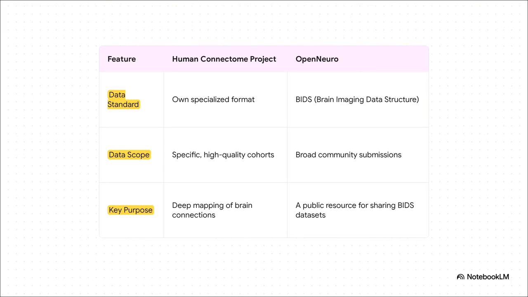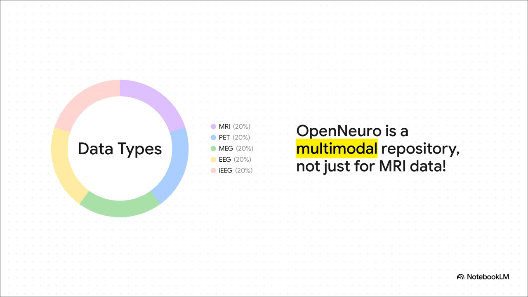While HCP focused on very specific, deeply scanned groups of people, OpenNeuro is wide open. It accepts submissions from the entire research community. So their whole purpose is different. One was for deep mapping, the other is for creating a public commons for sharing. And that community approach leads to some incredible diversity. OpenNeuro isn't just a one-trick pony with MRI data.